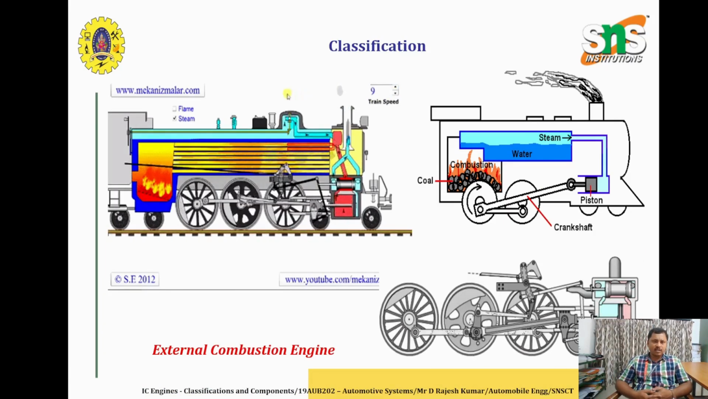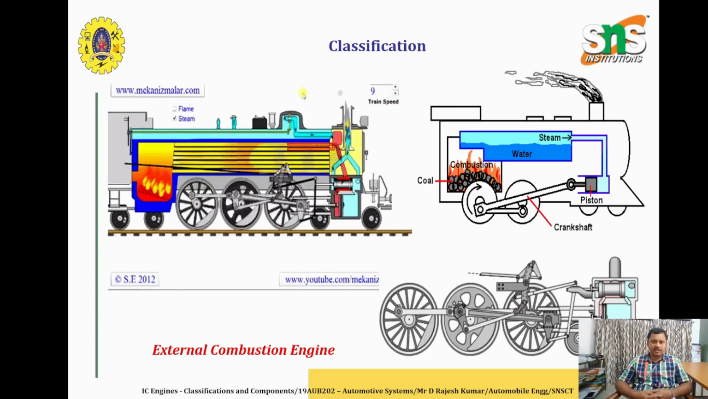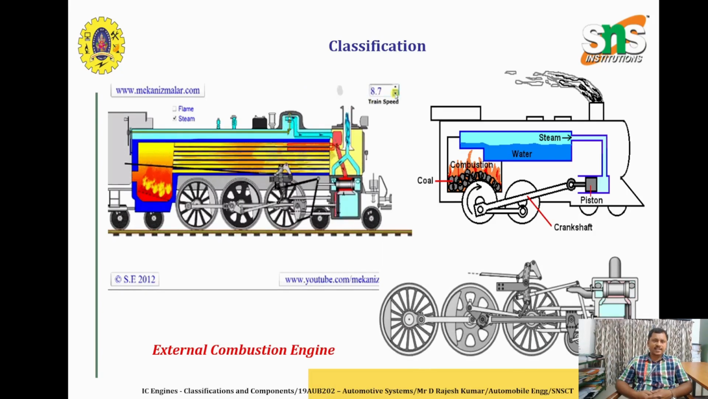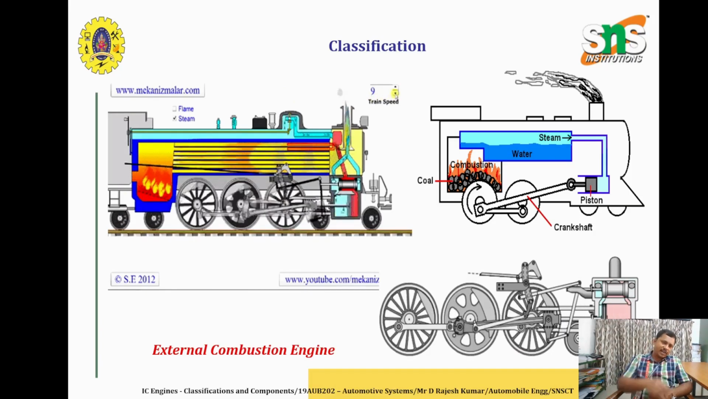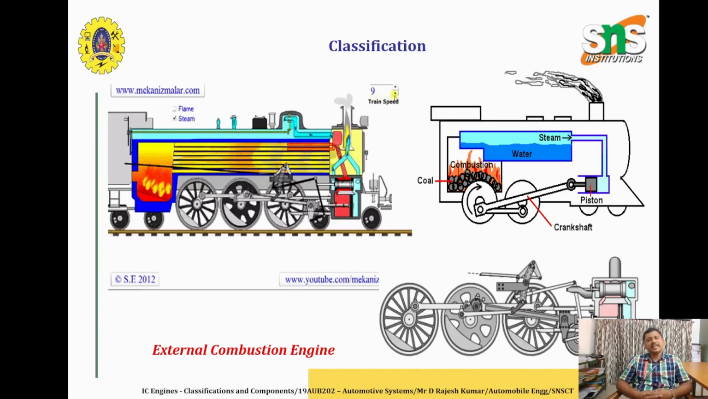About the combustion, you can see in the image how the combustion works. Here is an engine where the combustion takes place outside the engine. That is, the furnace is kept outside. You can see this furnace, where the coal is loaded and it is used to supply heat energy.